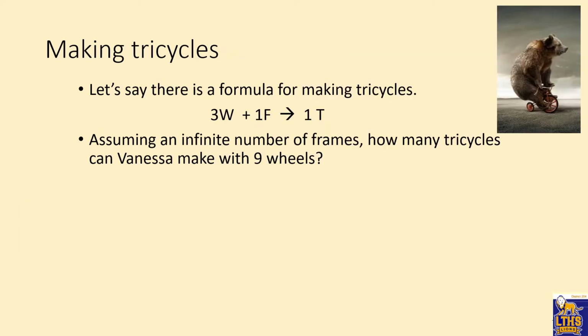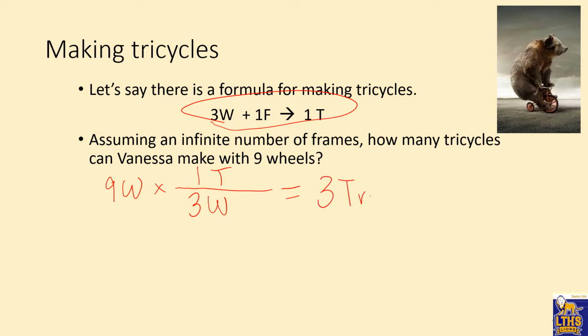To give you an analogy, let's talk about making tricycles. Here's the formula for making tricycles. If I had an infinite number of tricycle frames, how many tricycles would Vanessa be able to make with 9 wheels? You might say 9 wheels will give us 3 tricycles, but we can do that with a little bit of math set up. We have 9 wheels going in, and there are 3 wheels for every 1 tricycle. So mathematically, 9 divided by 3 gives us 3 tricycles.